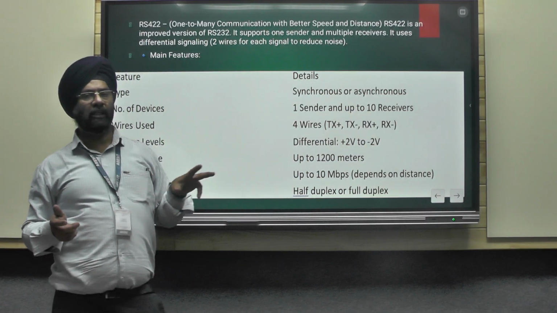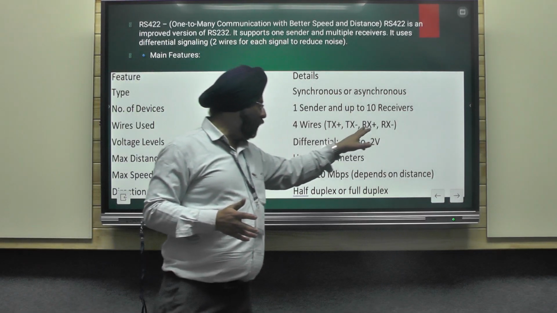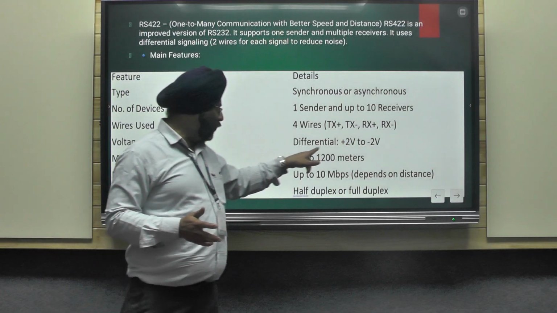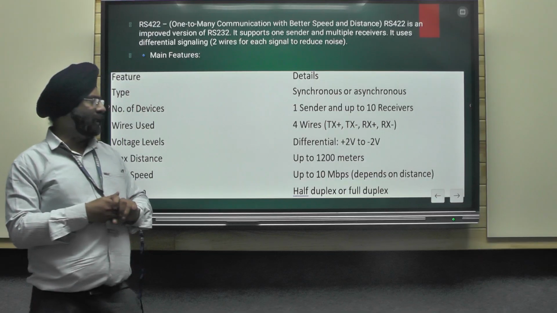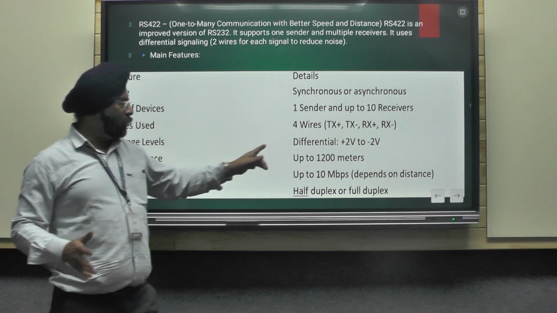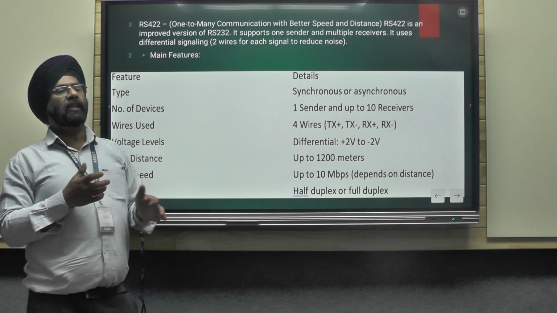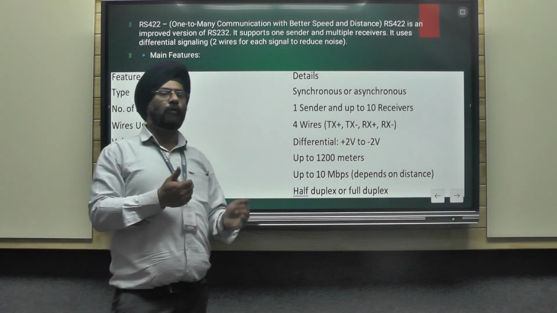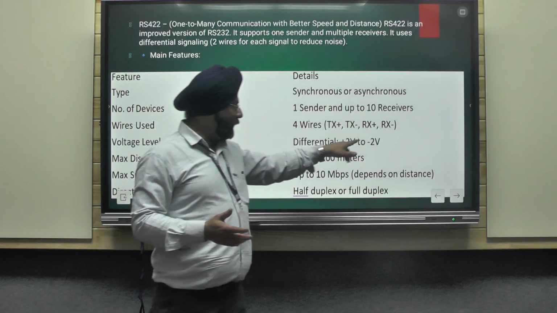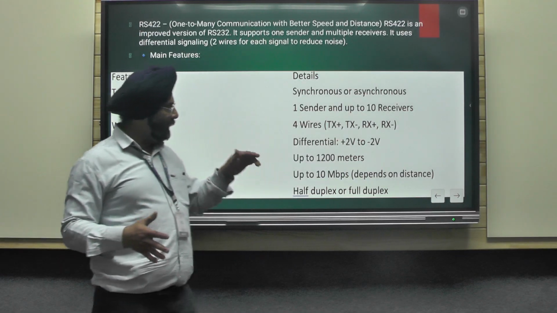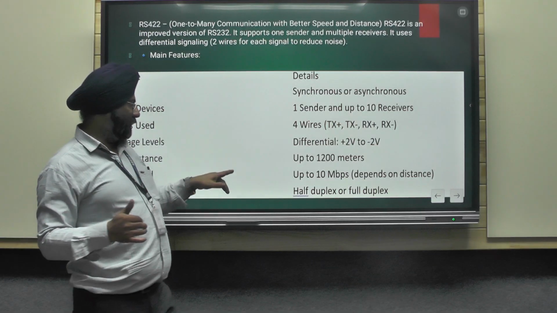Two wires for the transmitter, plus and minus, and two for the receiver, receiver plus and receiver minus. And there is the voltage level. What is the need for the voltage level? Plus 2 volt to minus 2 volt. In the first one we have seen that the noise problem is there. Now it can be cleared by using this differential pair. It can minimize the noise level.